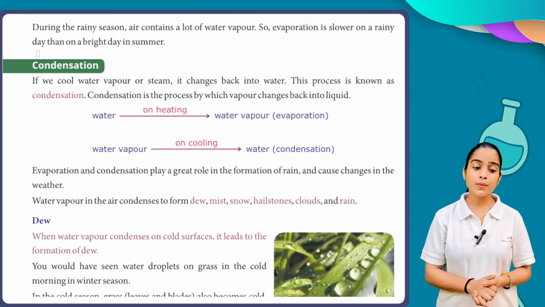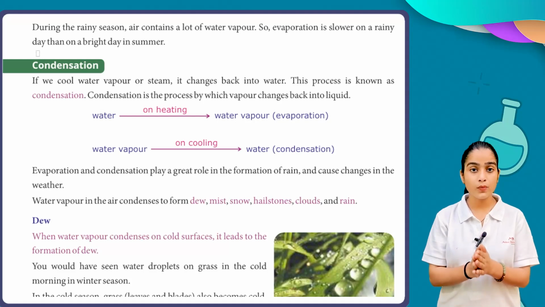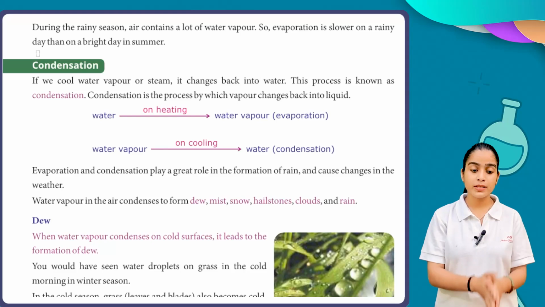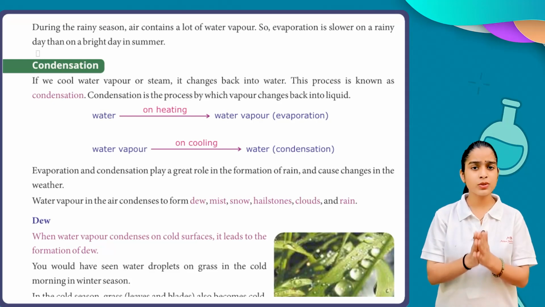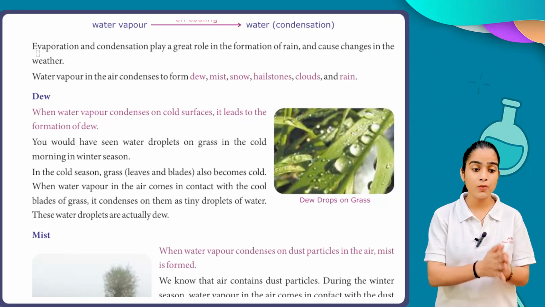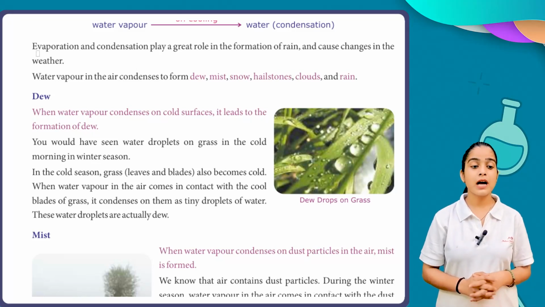Now, water vapor in the air condenses to form mist, snow, hailstones, clouds, and rain. So what we understand is that water vapor in the air condensing results in the formation of dew, mist, rain, hailstones and clouds. First, we have to understand how dew is made from the water vapors in the air condensation. So first of all, we have to discuss how dew forms.